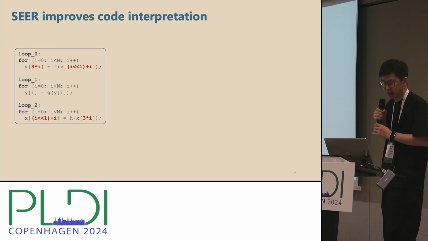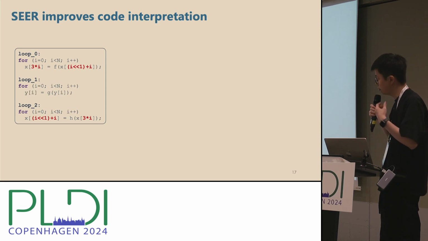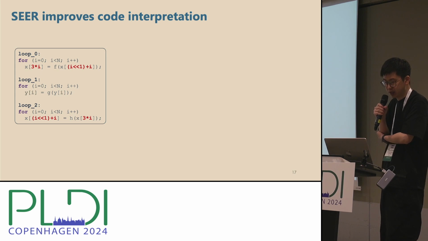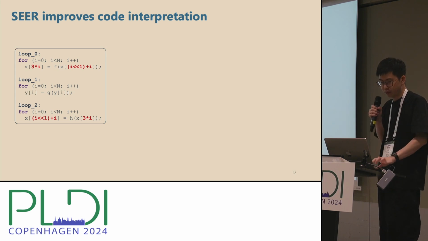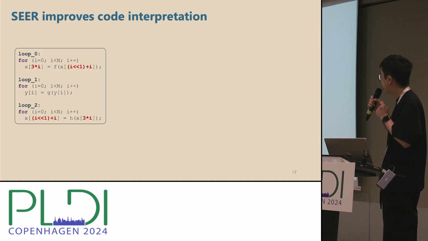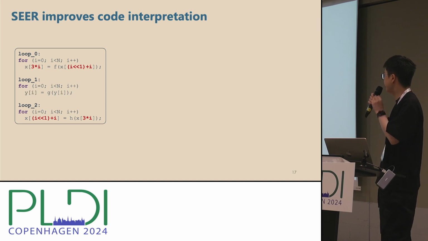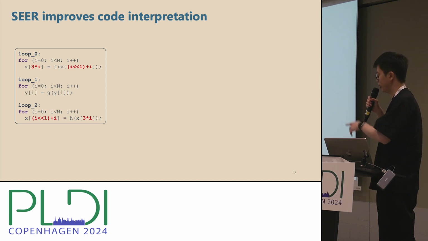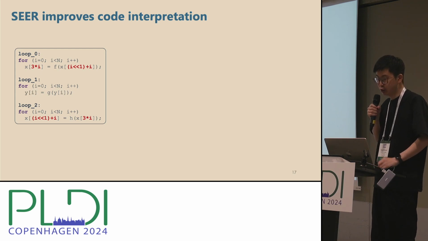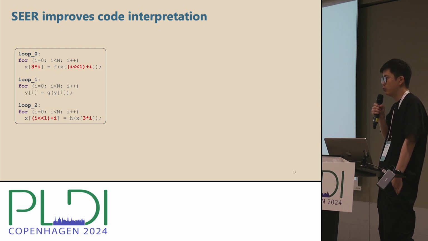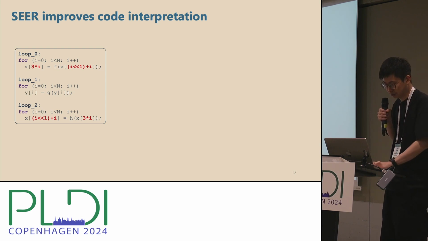Here is another example of three loops, slightly different from the previous one. Both the first and last loops have read and write access to the same array X. One array index is 3 times the loop iterator i, and the other one is i shifted left by 1 plus i. As humans, we know these two expressions are equivalent, but the software compilers struggle to find out.